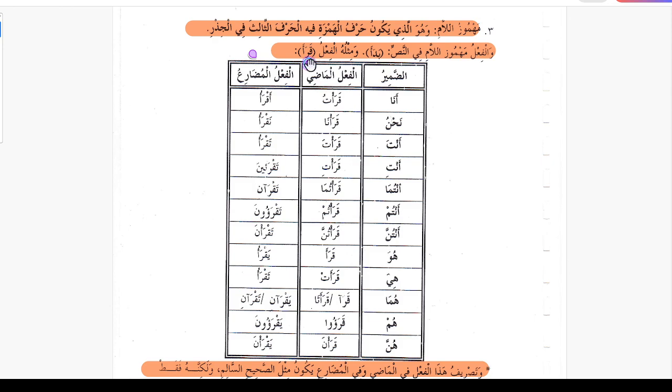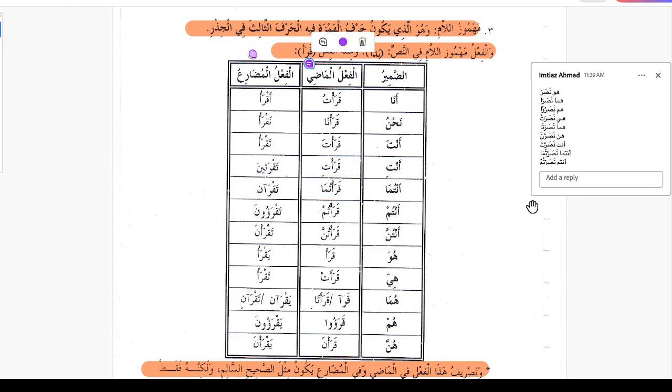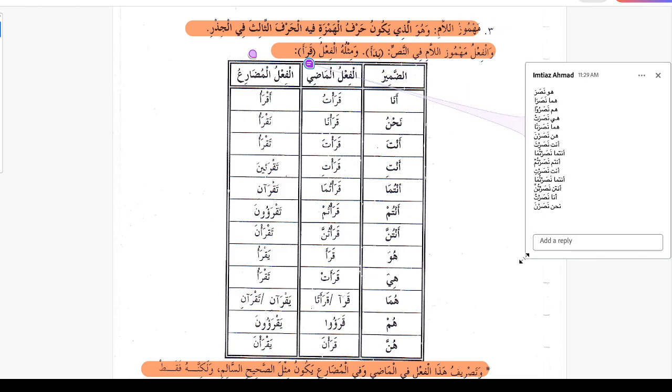So now let's use kara in our same examples. Huwa kara, huma kara, hum karau, hiya karat, huma karata, hunna karana, anta karata, antuma karatuma, antum karatum, anti karati, antuma karatuma, antunna karatunna, ana karatu, nahnu karana.